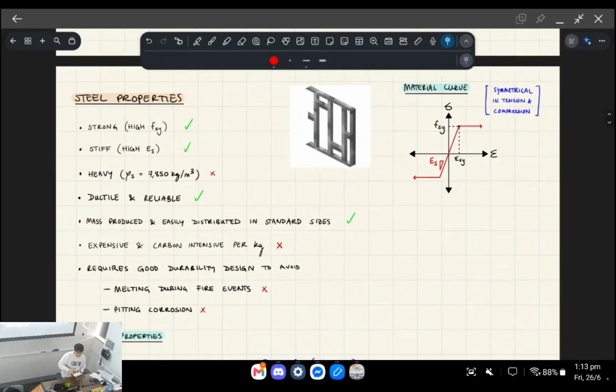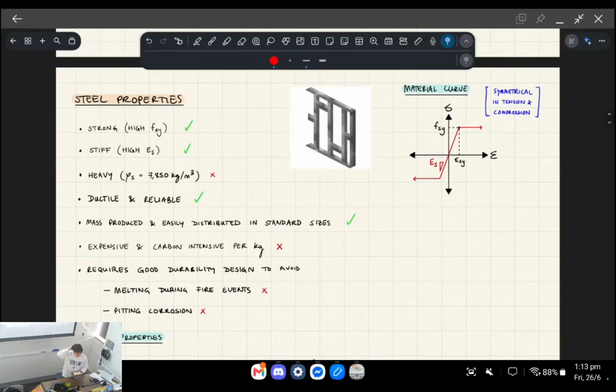So I kind of covered some concrete properties last week, right? You know, things like concrete's very economical, right? We use a large amount of concrete, but it doesn't cost that much per ton. And it's got decent strength in compression and things like that.